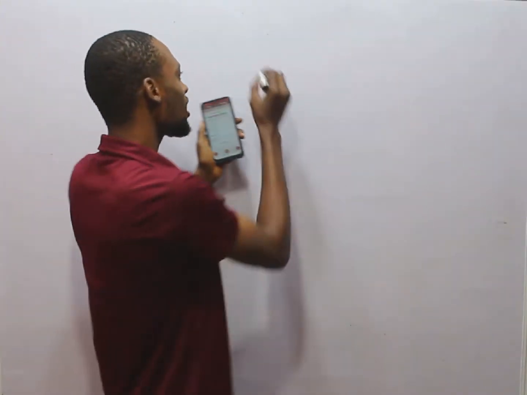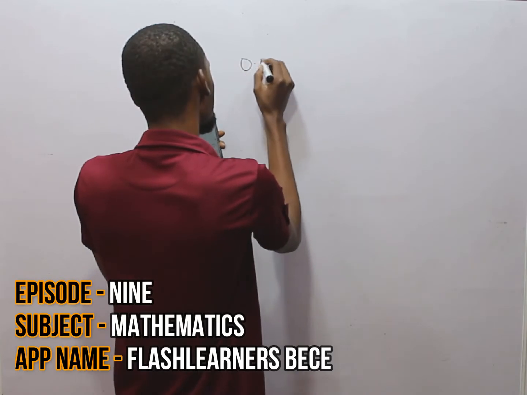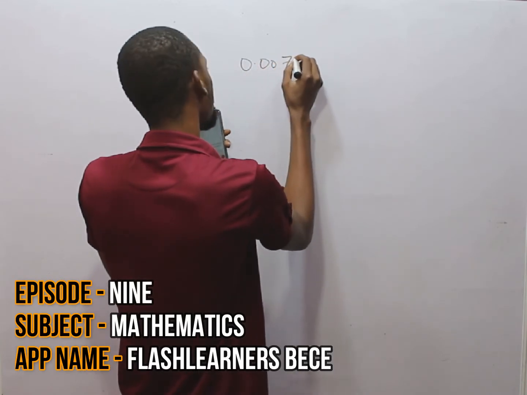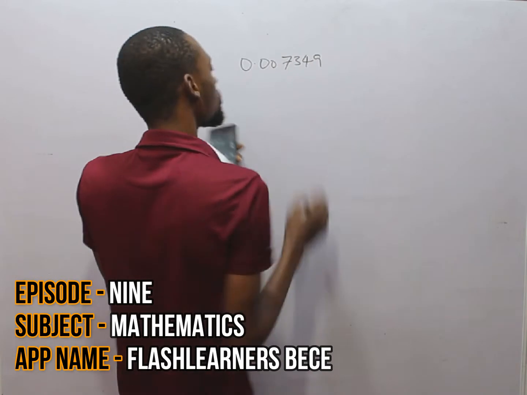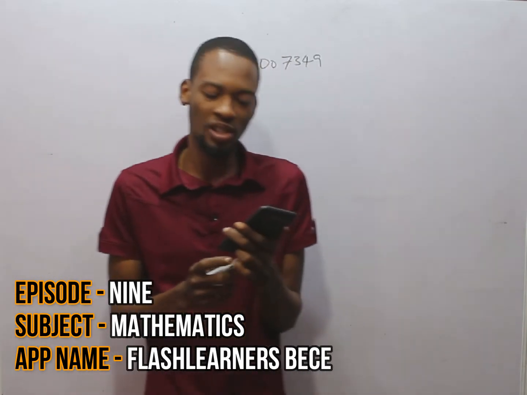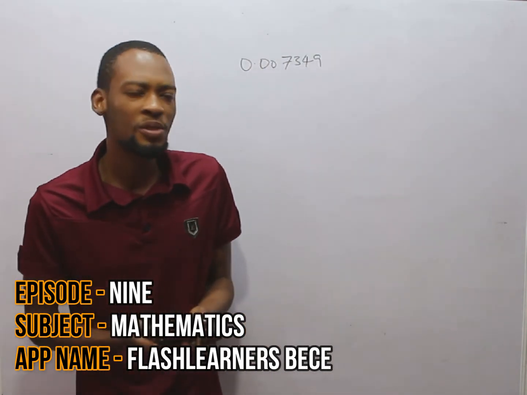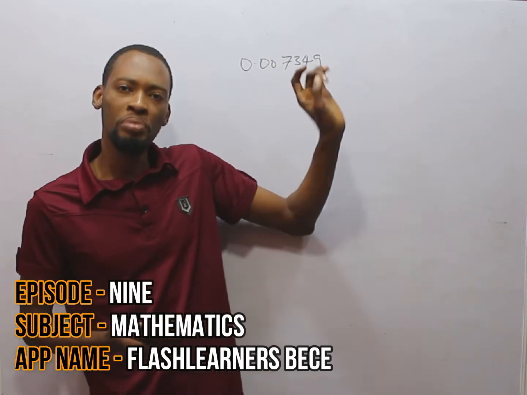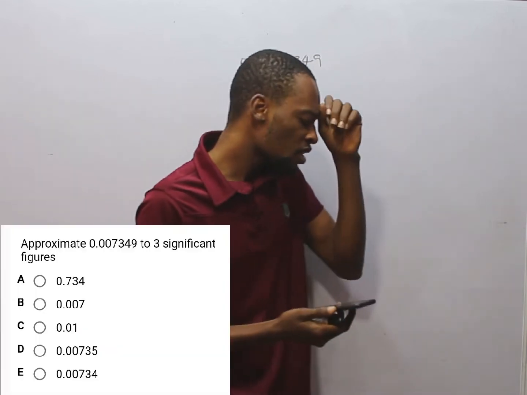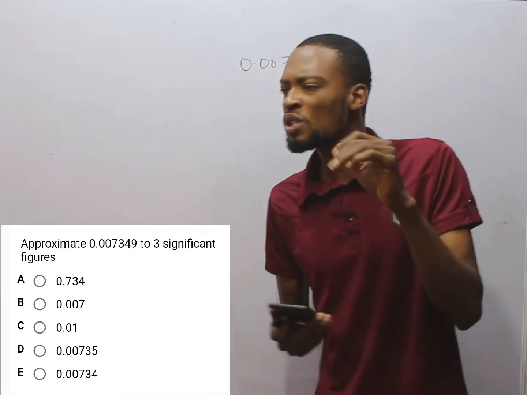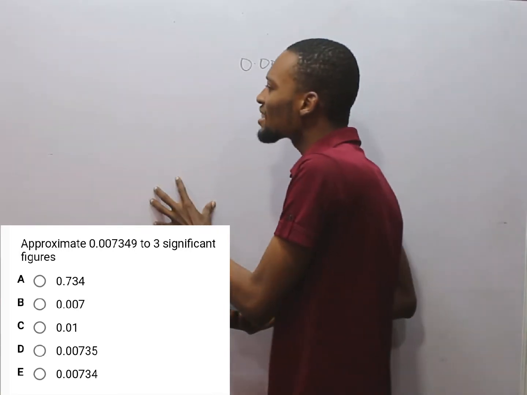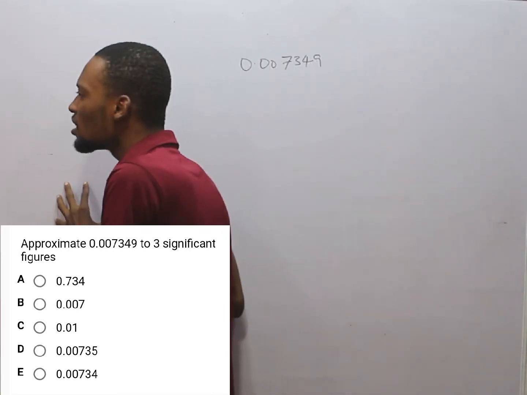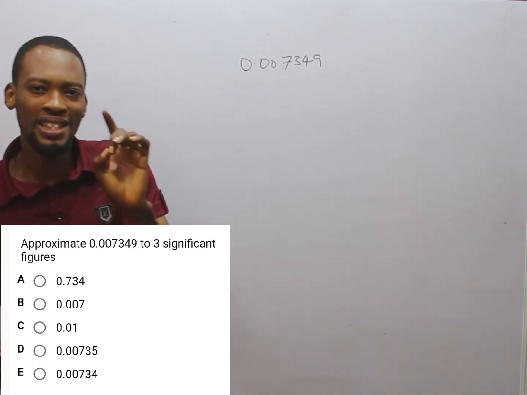Approximate 0.007349 to three significant figures. Now, in your BECE, Junior WAEC, significant figures is something you keep seeing. Significant figures and decimal places. Significant figure is different from decimal place.